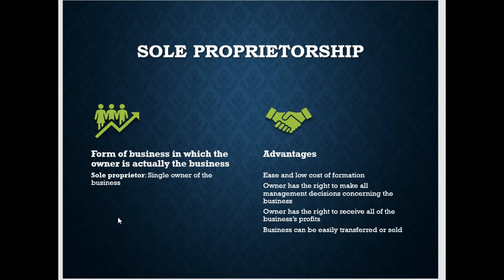So let's check out a sole proprietorship. And remember, this is just when there's one owner of a business, and they're called a sole proprietor. There's no separate legal entity, and there are several major advantages to operating a business as a sole proprietorship. First of all, it's super easy to form, and it's low cost. It doesn't cost a lot of money to start a sole proprietorship.